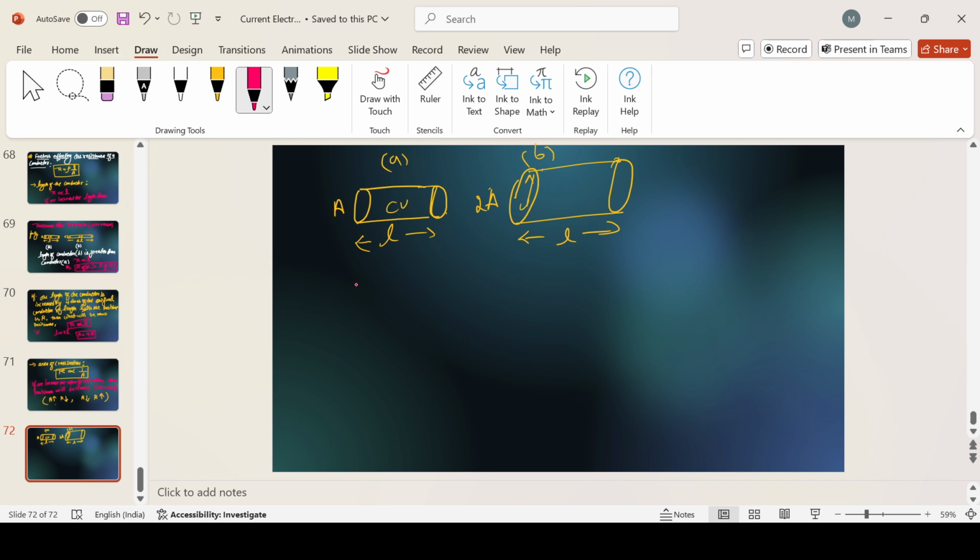So out of these two, the area of conductor A is lesser than that of conductor B. R is inversely proportional to 1 upon area, so the resistance of A will be greater than the resistance of B. Yes or no? Yes, sir.